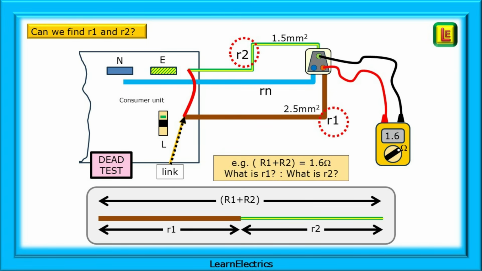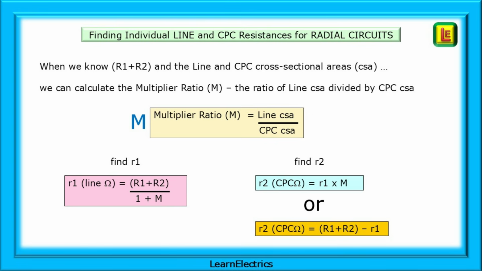Here we have a 2.5mm line with a 1.5 CPC, and we know that together, in series, they measure 1.6 ohms. How do we separate them? When we know R1 plus R2 and the line and CPC cross-sectional areas, the CSA, we can calculate the multiplier ratio, or M, the ratio of the line CSA divided by the CPC CSA. The formula for little r1, the line, is shown in the lavender box. This is R1 plus R2 divided by 1 plus M.